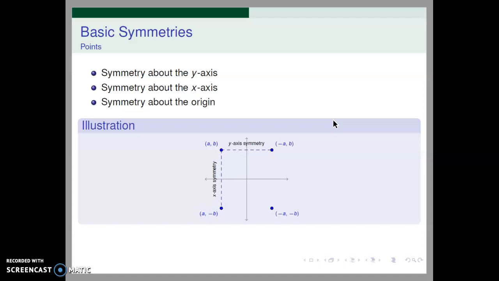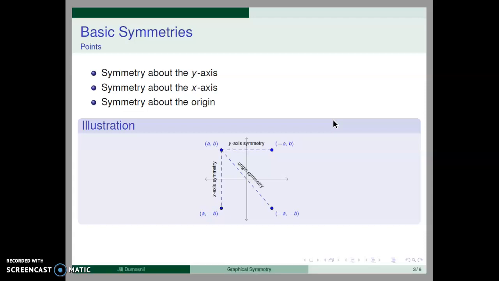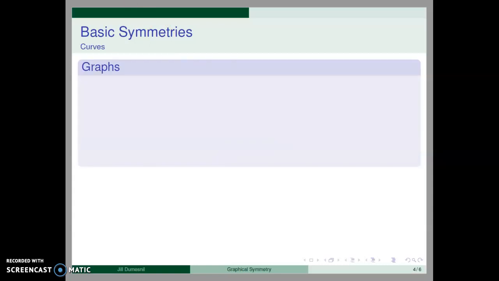Finally, the point with coordinates (-a, -b) is symmetric to the point (a, b) about the origin. In this case, both coordinates of the 2 points have opposite signs. We can extend our notion of graphical symmetry from points to sets of points or curves in the plane.